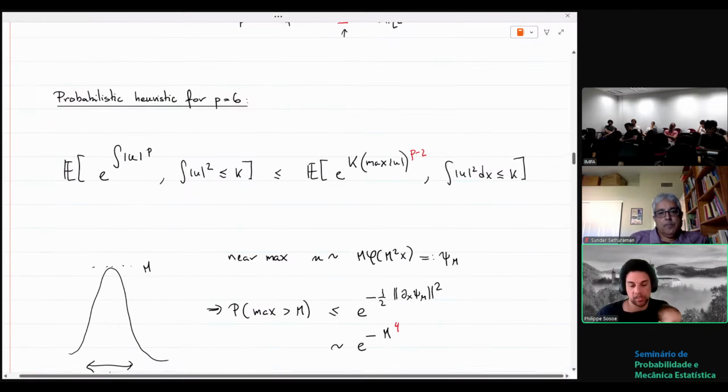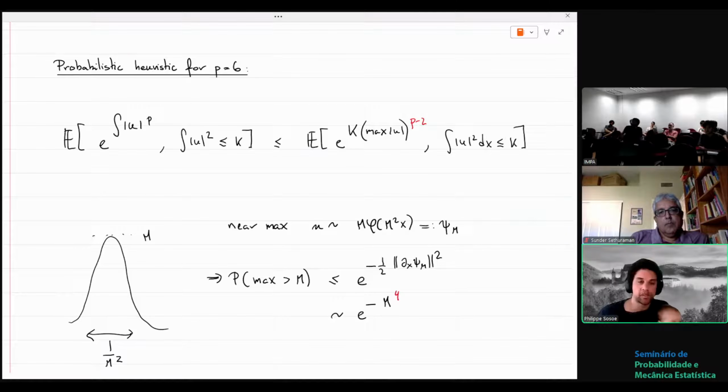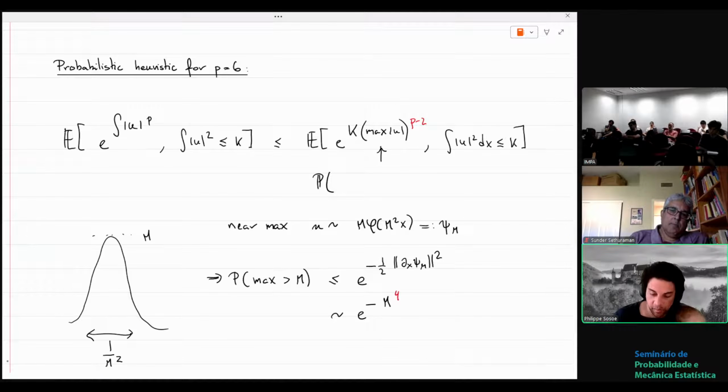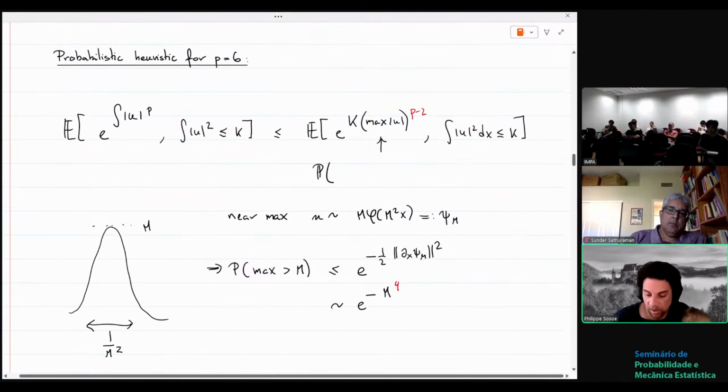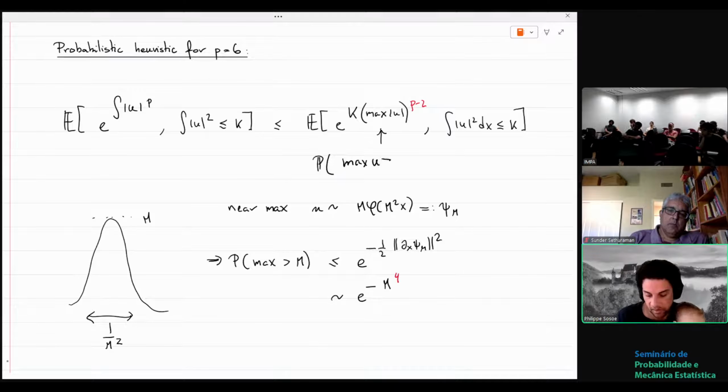Another way that you can think of the p is equal to 6 threshold is more probabilistic. You could try to just compute this expectation, e to the integral of u to the p, I removed the constant, with the restriction that u in L2 is bounded by k. Of course, since you knew that u in L2 is bounded by k, you can take out the maximum of u to the power p minus 2, and then multiply this by k, and then you see that you're just trying to find the tail of the maximum of the Brownian motion, conditioned on the L2 norm being less than k.